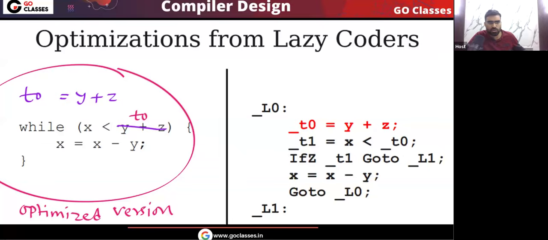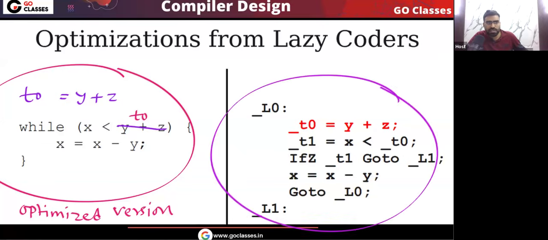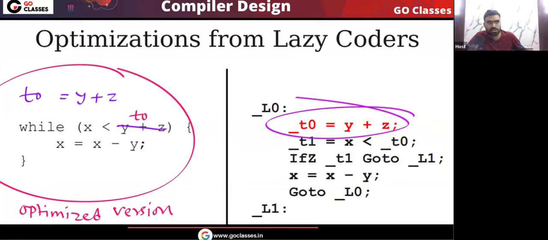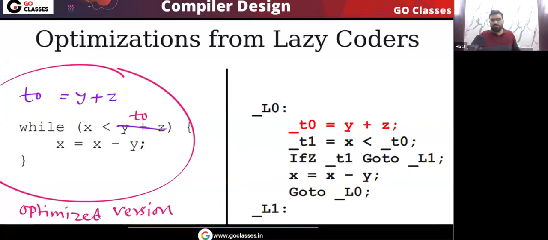So the same thing you can do here. This was your intermediate code. This line, you just keep it out of the loop, because y is not changing, z is not changing. Yes or no? If y is changing, can you put it outside the loop? No, then you cannot do it. If y is changing, then you cannot do it.